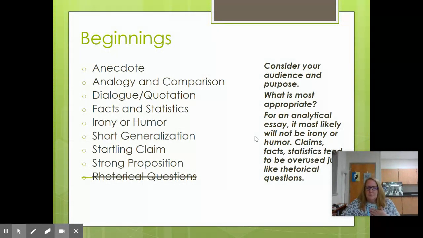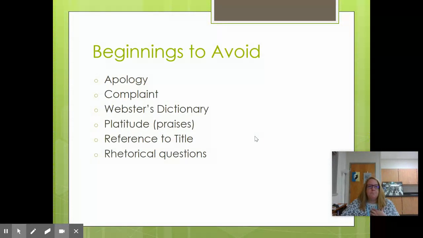And what is the most appropriate way to start off an essay like that? It's an analytical essay. So it's most likely not going to be irony or humor, especially since this is a serious poem. And facts and statistics tend to be overused. That's why I also marked out rhetorical questions. Very overused, cliche way to begin.